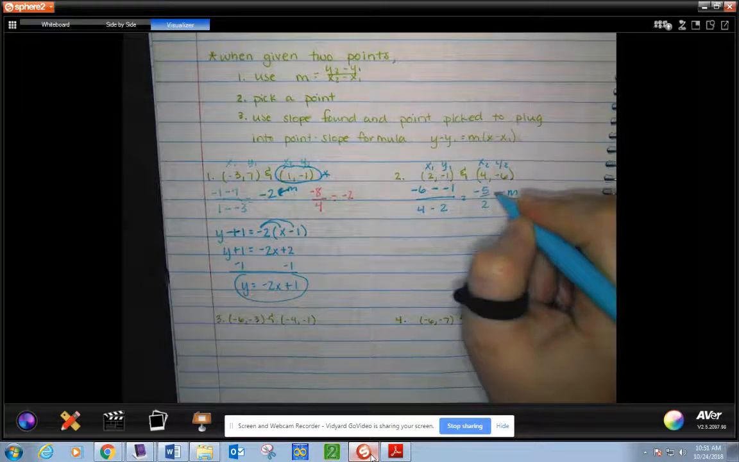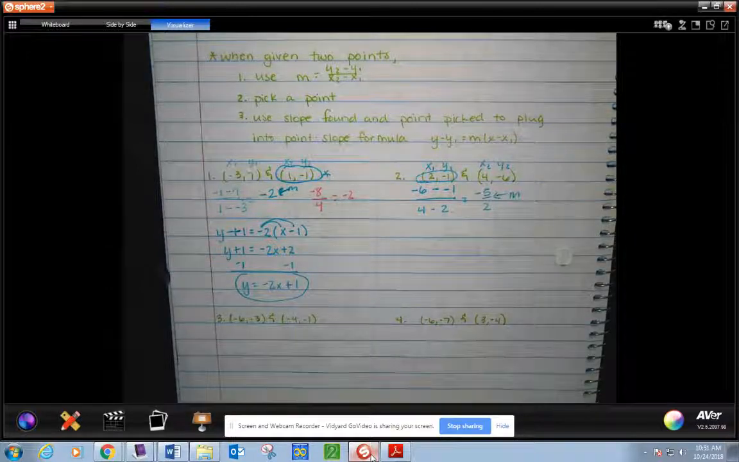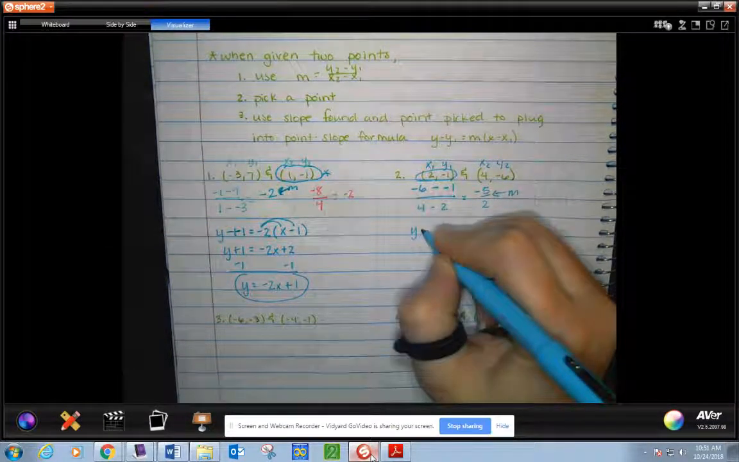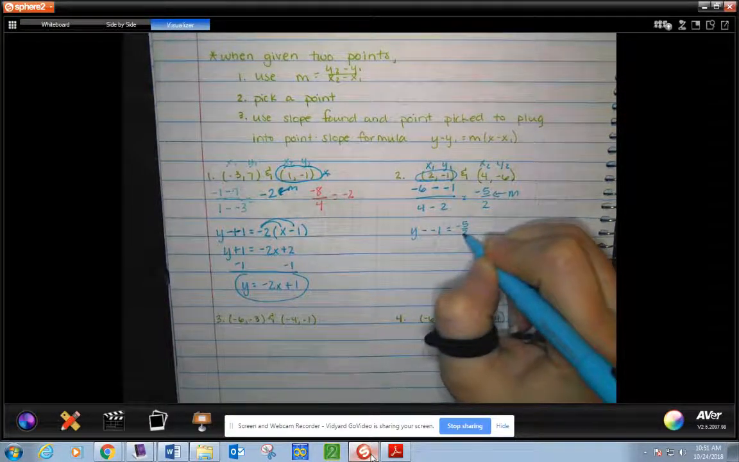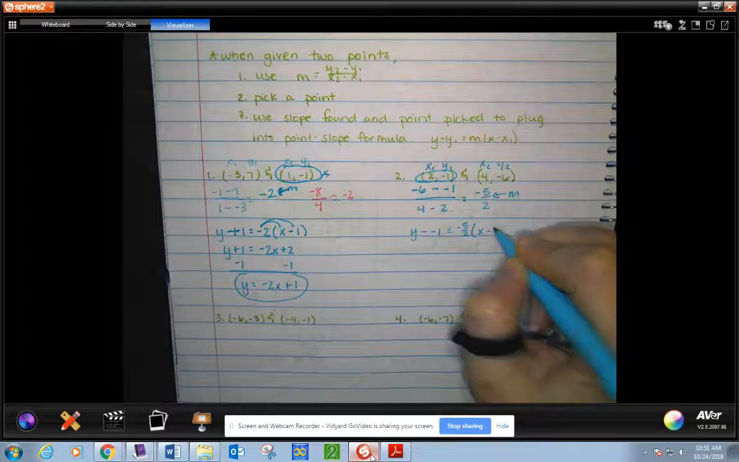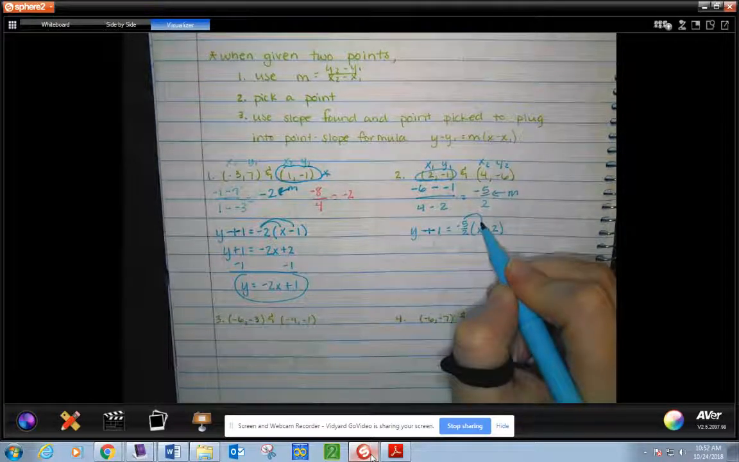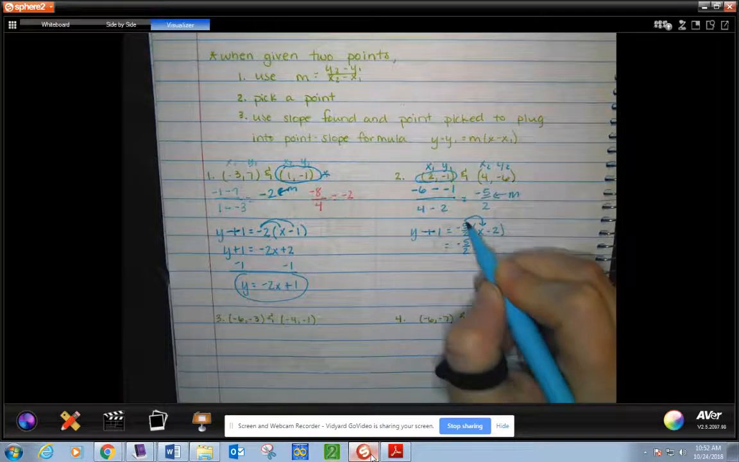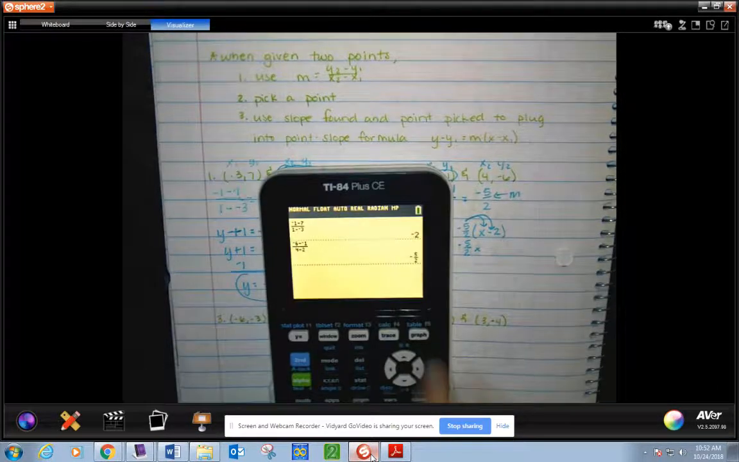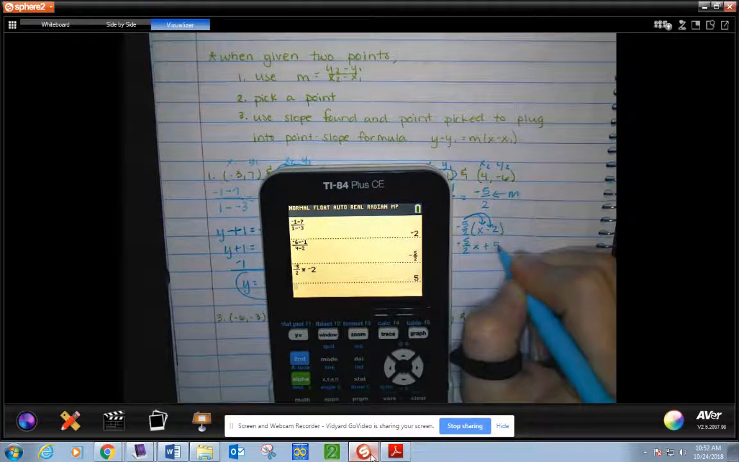This is my M. And I'm going to this time pick 2, -1 to use because that point is smaller and easier. So we're going to do y minus, the y is -1, equals the slope that I found was negative 5 over 2 times x minus 2. I'm going to change my double negative and I'm going to distribute. Negative 5 over 2 times x is negative 5 over 2x. Negative 5 over 2 times negative 2. I'm going to do alpha y equals negative 5 over 2 times negative 2, and I get positive 5.